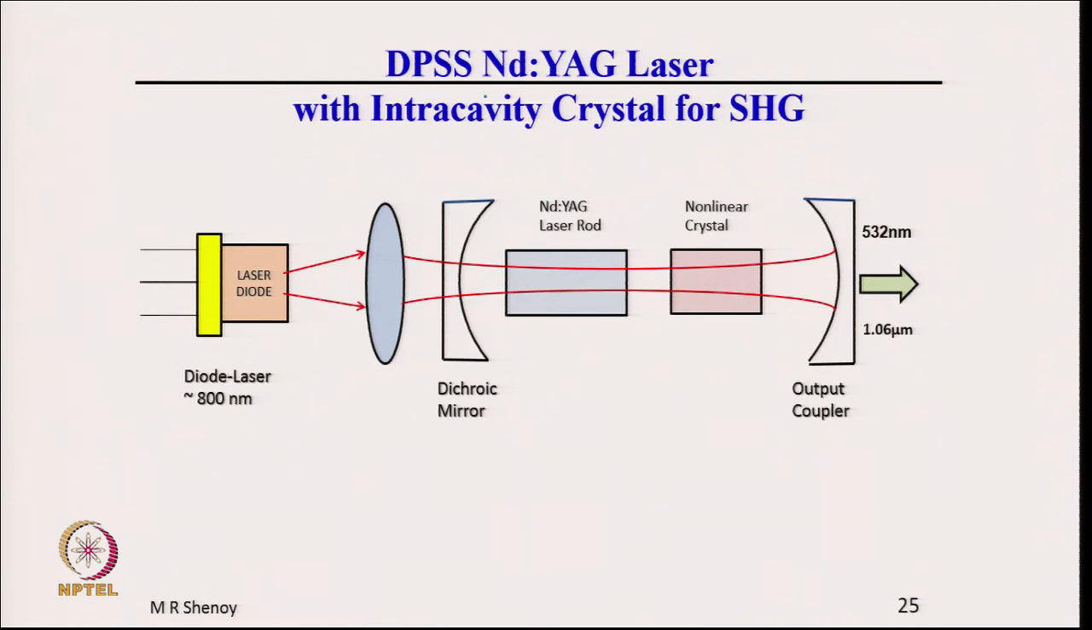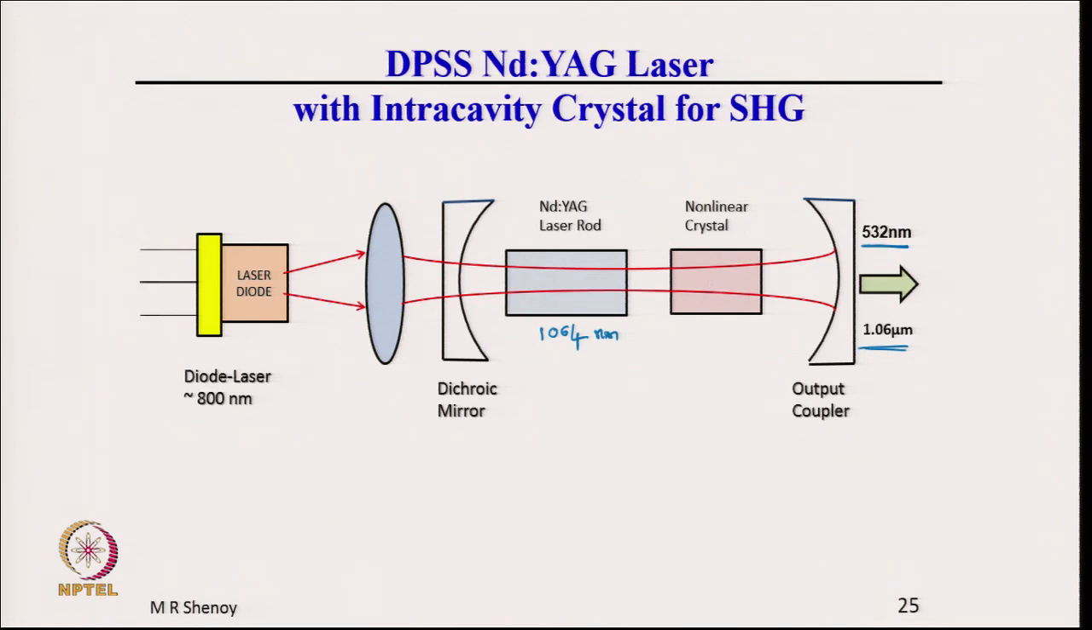One is the DPSS Nd:YAG laser with an intracavity crystal for second harmonic generation. So, we have the pump diode which is generating 1064. This generates the 1064 which pumps the nonlinear crystal which gives out 532. So, at the output we have 532 and 1064 nanometers. So, this is the pump and this is the second harmonic.